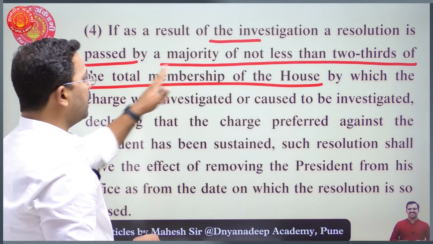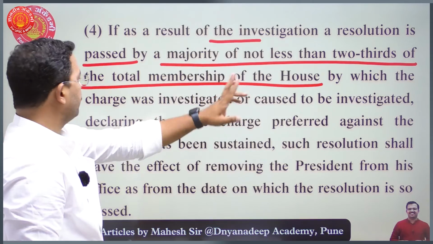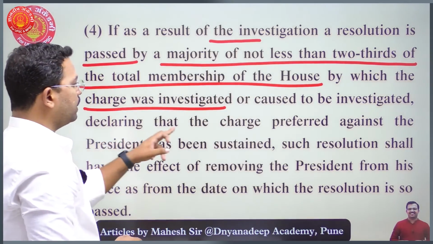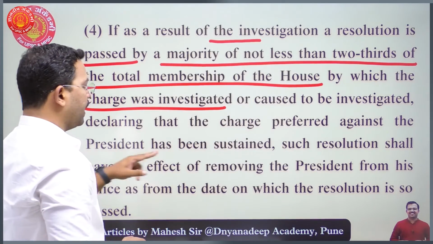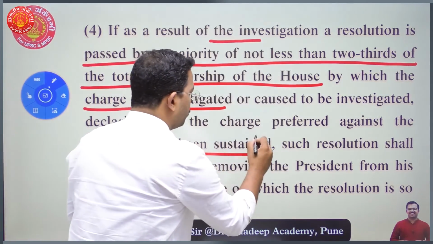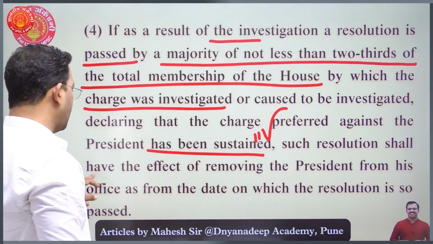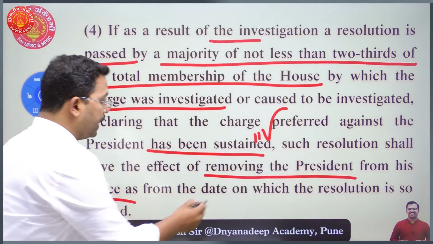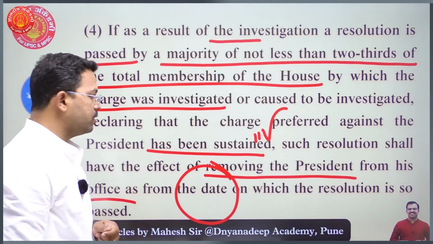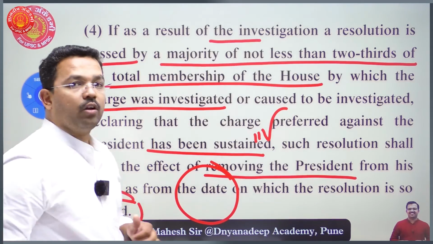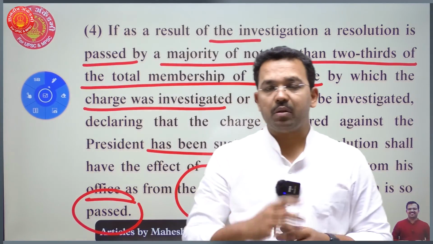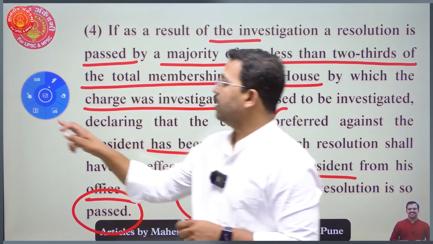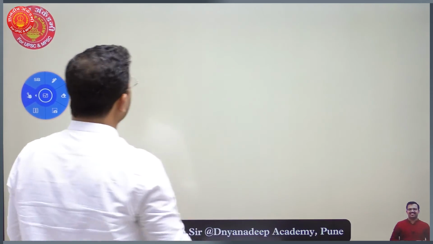So here, more than two-thirds of the total membership of the house by which the charge was investigated or caused to be investigated, declaring that the charge preferred against the president has been sustained. So the charges are true and they are sustained. Such resolution shall have the effect of removing the president from his office as from the date on which the resolution is so passed. So on the date on which the resolution is passed by more than two-thirds of the total membership of the house, the president stands removed. So we are getting a clear-cut idea in this particular case.